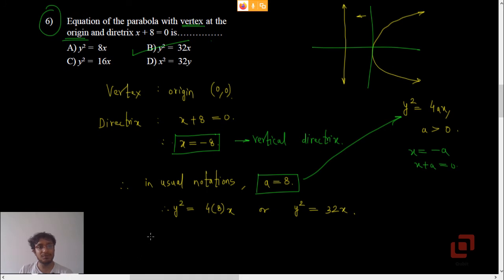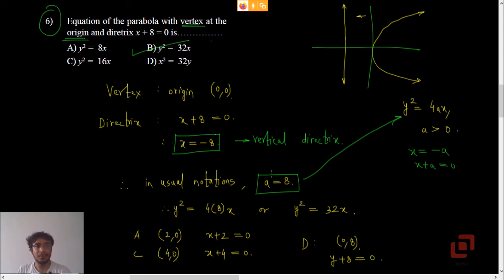Now we will explore the other options. In option A the focus is at the point (2, 0) and the equation of the directrix is x plus 2 equal to 0. If you go to option C, then the focus is at the point (4, 0) and the equation of the directrix is x plus 4 equal to 0. If you go to option D, then the focus is at the point (0, 8) and the equation of the directrix is y plus 8 equal to 0. So that concludes question 6. Let's go to 7th.